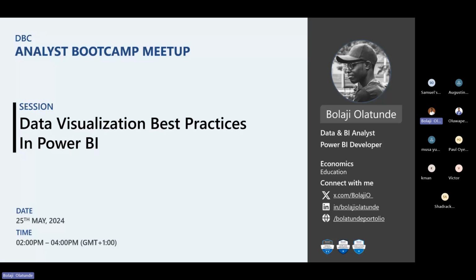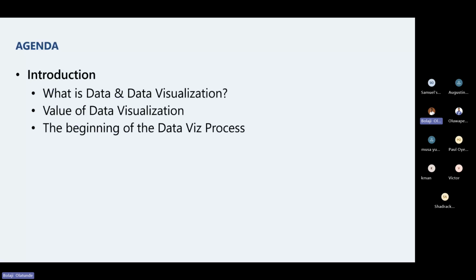Okay, so what's going to be the agenda for this session? First, we had a little introduction, just like we have done. As part of the introduction, we're going to discuss what data and data visualization are, what the value of data visualization is, and what the beginning of the data visualization process looks like. Next up, we'll look at some principles of visual perception. There's something called Gestalt principles, a set of principles that tells us how human beings tend to perceive certain visual elements. So when things are put in a certain way, how does the human brain process that?